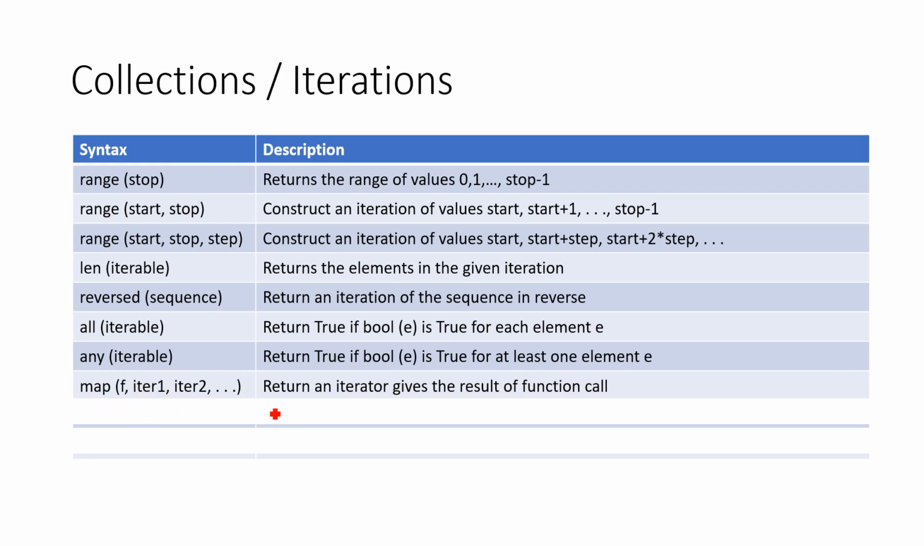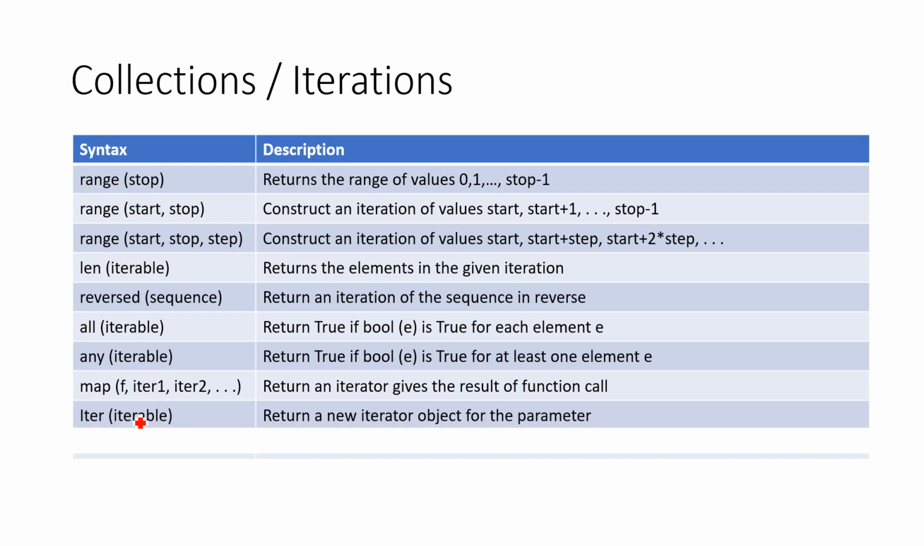Next we have map, which returns an iterator that gives the result of a function call. Then iter gives a new iterator object for the parameter we want to iterate. And there is also a function called next. Next basically goes through the iterator and returns the next element reported by the iterator. So these are the major built-in functions that we use in Python for dealing with many other operations.